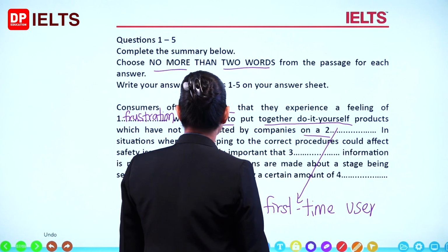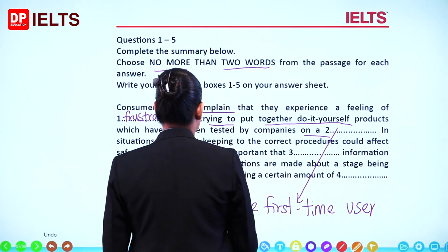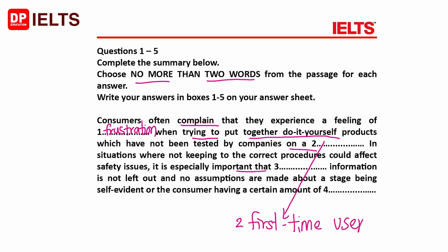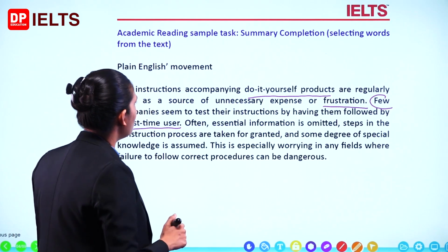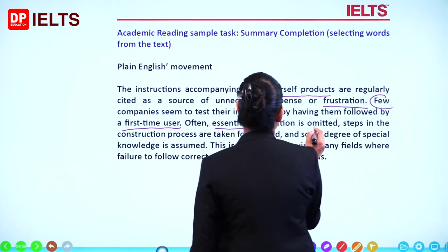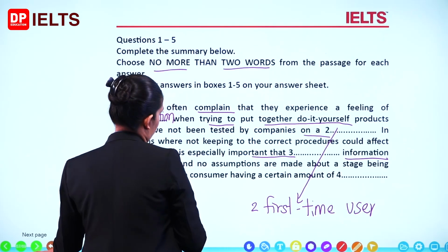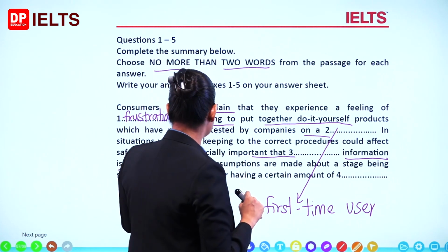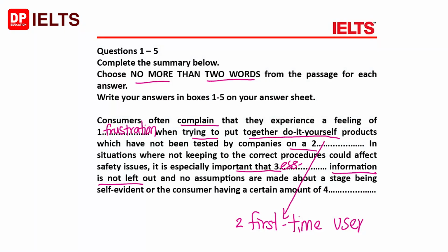In situations where not keeping to the correct procedures could affect safety, it is especially important that this kind of information is not left out, okay? Alright, so going back and looking at it, often essential information is omitted. But should we omit it? No, we shouldn't omit that. It is especially important that essential information is not omitted.